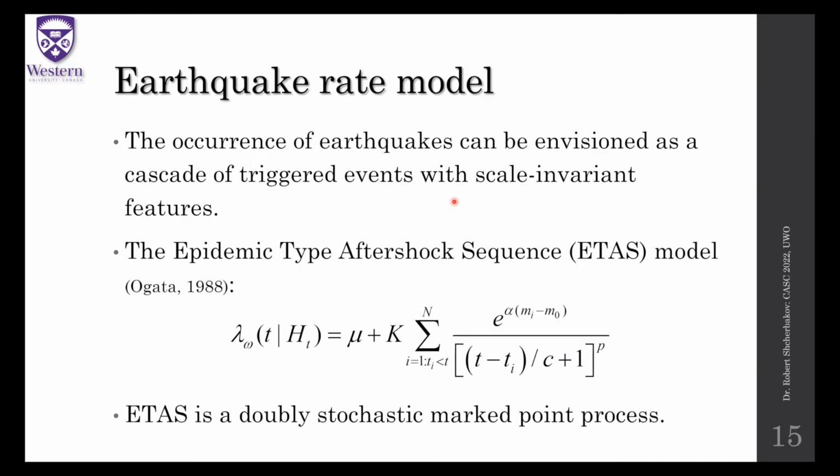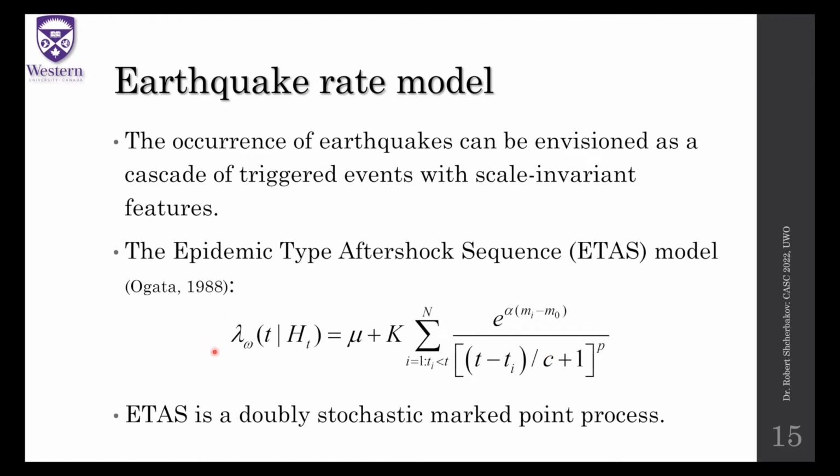And of course, now to model that system, we need to use some model. Typically in natural sciences, we use math, statistics, physics. So that means we need to formulate some model which can describe the earthquake occurrence rate. In most cases, we're assuming that earthquake occurrence can be envisioned as a cascade of triggered events with scale invariant features. And to describe this type of process, we can use the so-called epidemic type aftershock sequence model. It's a doubly stochastic marked point process.